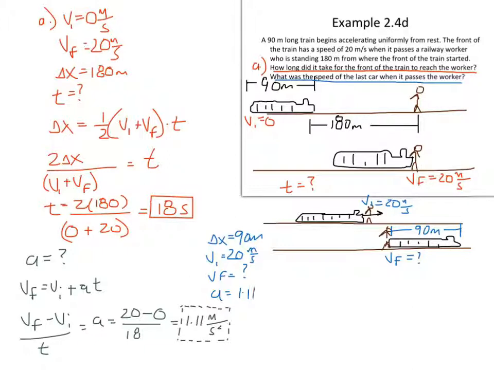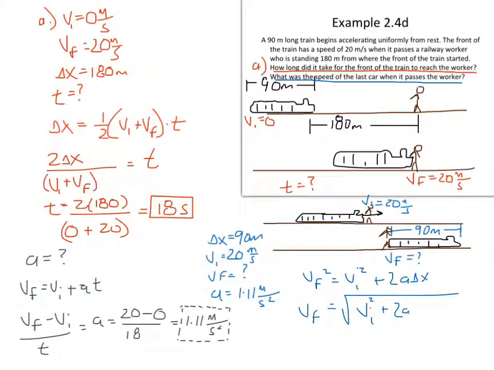Acceleration is going to be 1.11 meters per second squared. We've got displacement, initial velocity, final velocity, and acceleration. I think we have an equation for that. That is v final squared equals v initial squared plus 2 times our acceleration times our displacement. So let's just solve for v final. That means it's going to be the square root of v initial squared plus 2 times a times our delta x. And I'm going to let you plug and chug and get your final answer for v final.